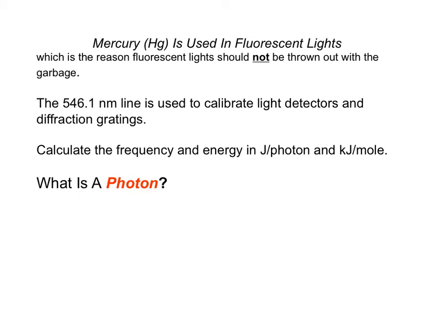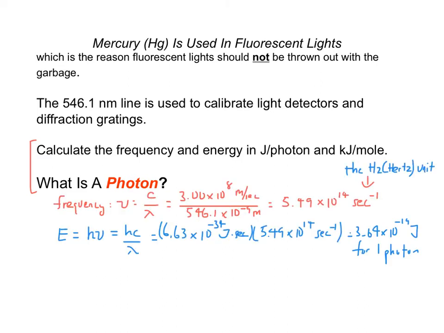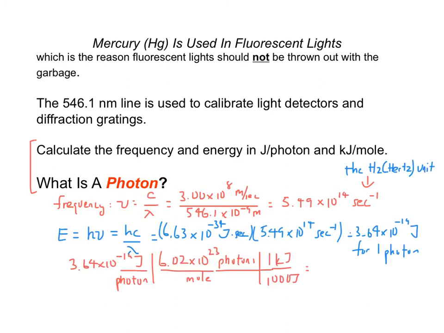The green 546.1 nanometer line in the mercury emission spectrum is used to calibrate light detectors. Stop the video and answer these questions. And the answers are: use Avogadro's number to convert from joules per photon to joules per mole. A photon is a particle of light.